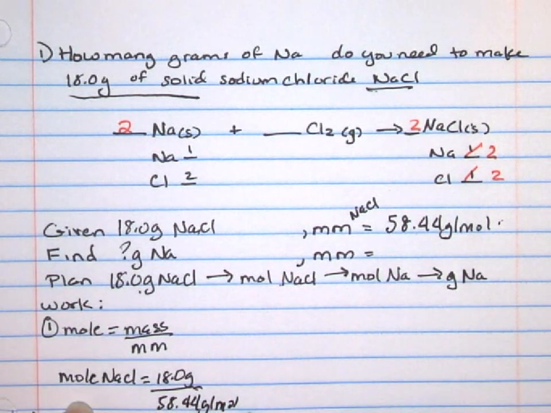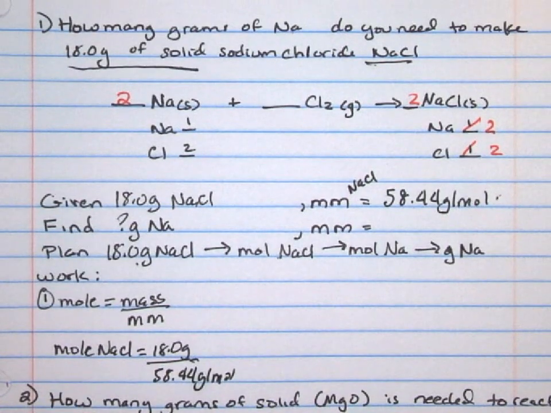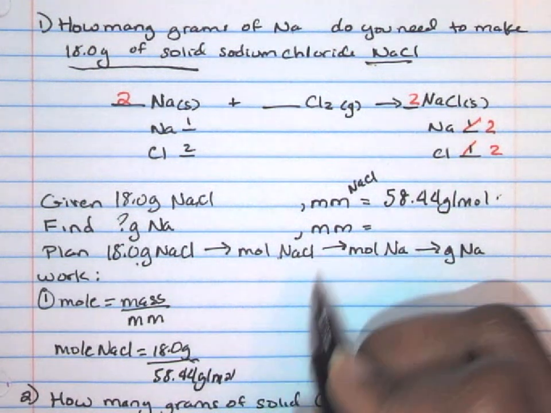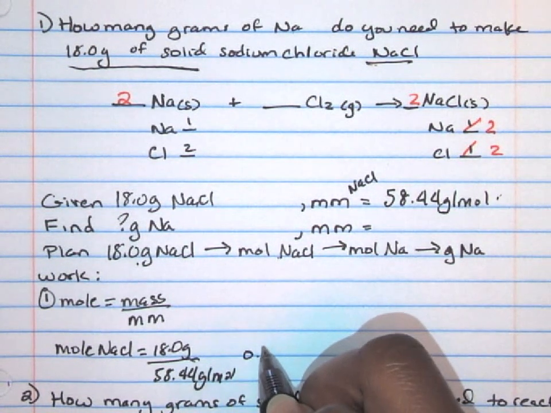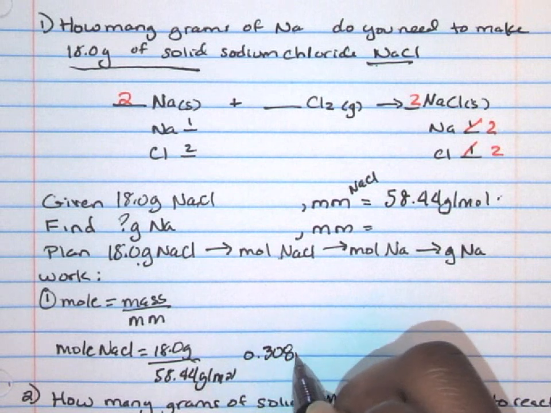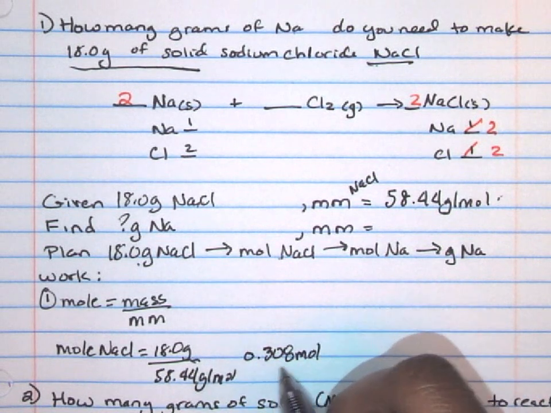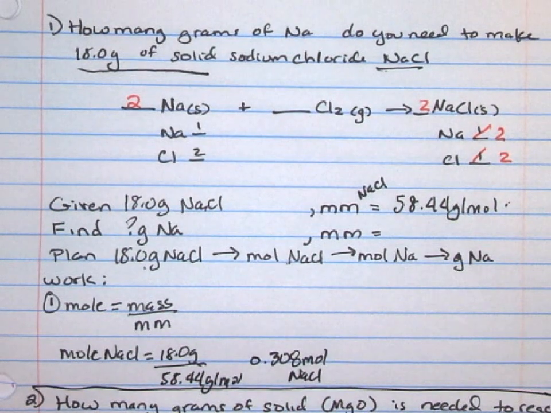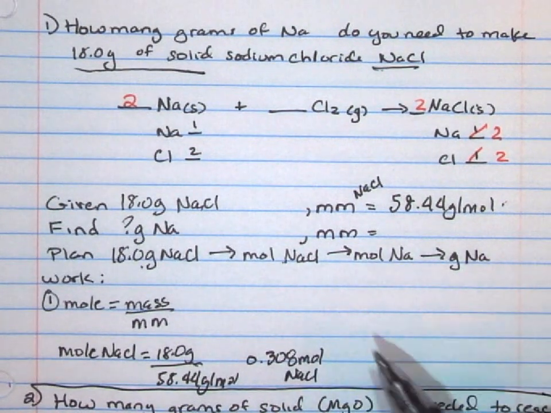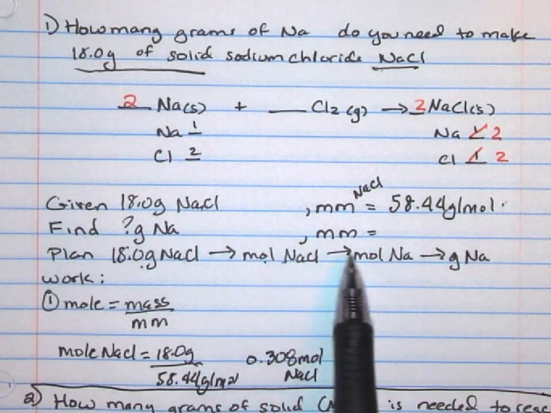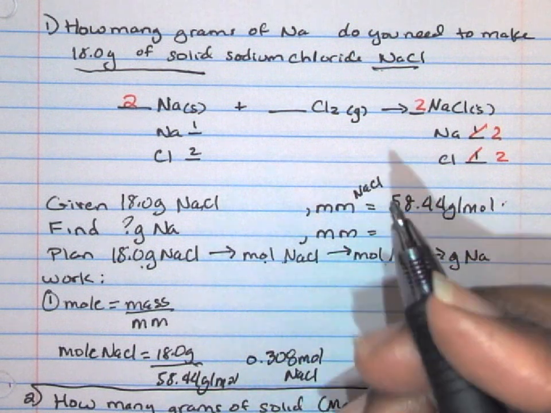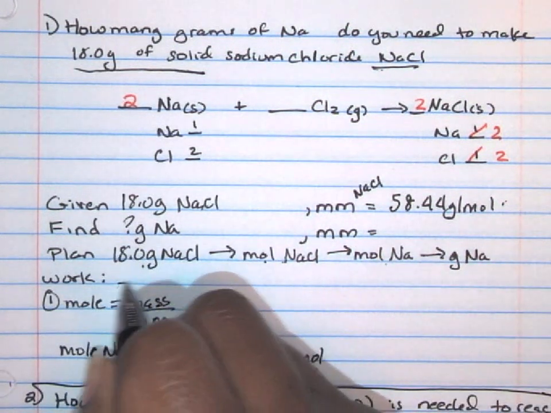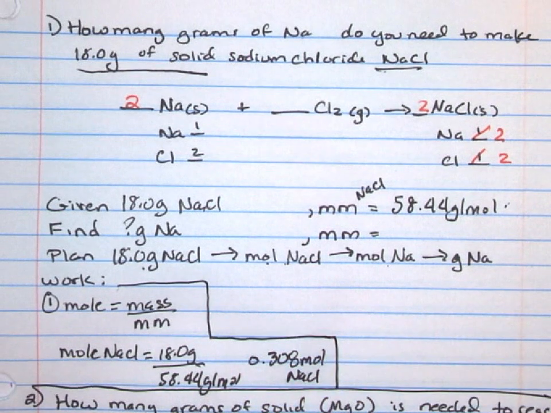And when I do that work, I get that the moles of sodium chloride is 0.308 moles of sodium chloride. All right, put a line here. That's step 1. Now I need to go ahead and do step 2. Step 2 is to go from moles of sodium chloride to moles of sodium. I'm just going to put a little box around my work here.